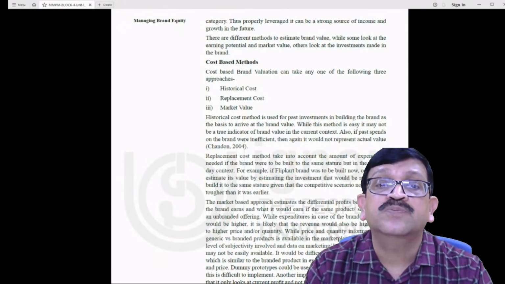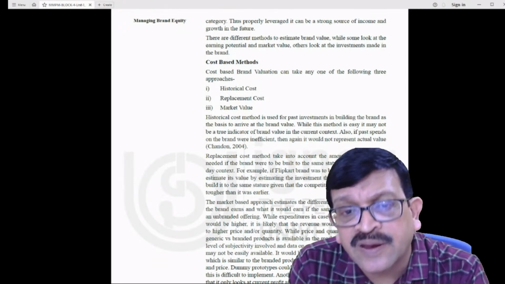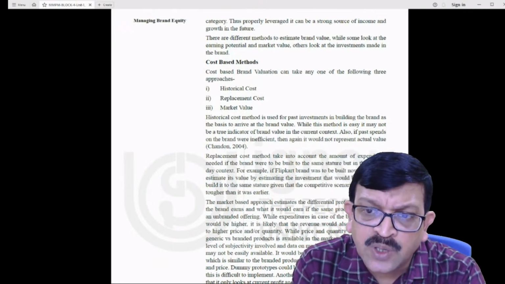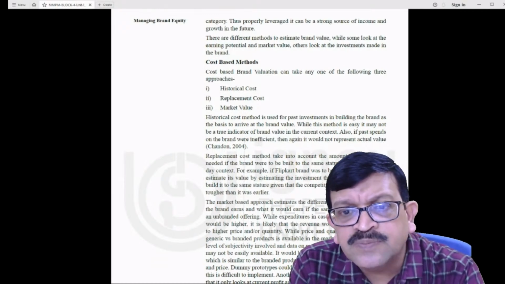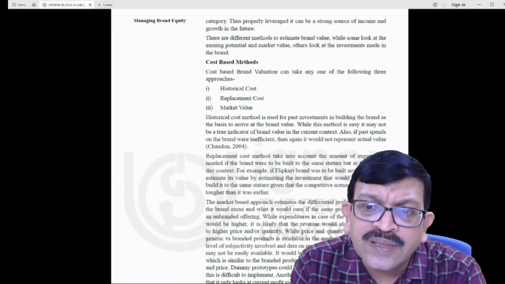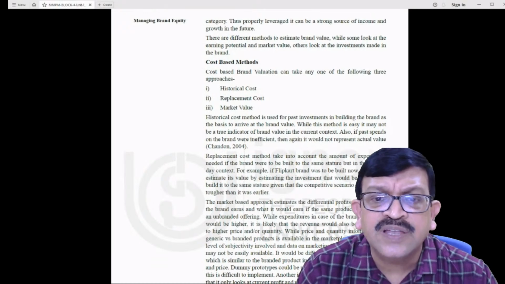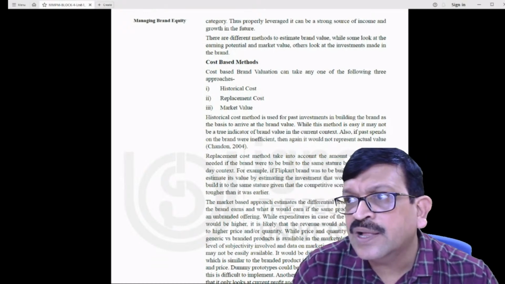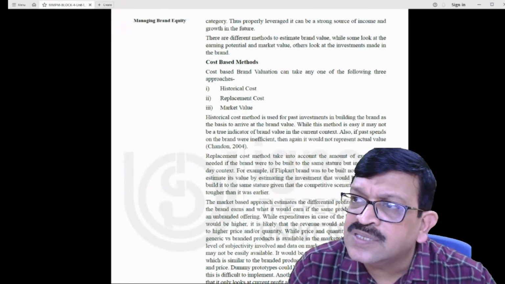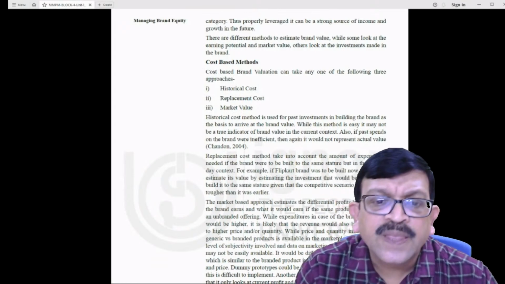As you can see here, there's a cost-based method of valuation where we talk about historical, replacement, and market value. Historical, as the name suggests, means the past investments used in building the value are the context in which the brand value is calculated. But it's not a very robust way of looking at things, because the past is never a clear indicator. Yes, it talks about how the brand has grown, but it does not tell you what its capacity is to be more beneficial in the future.